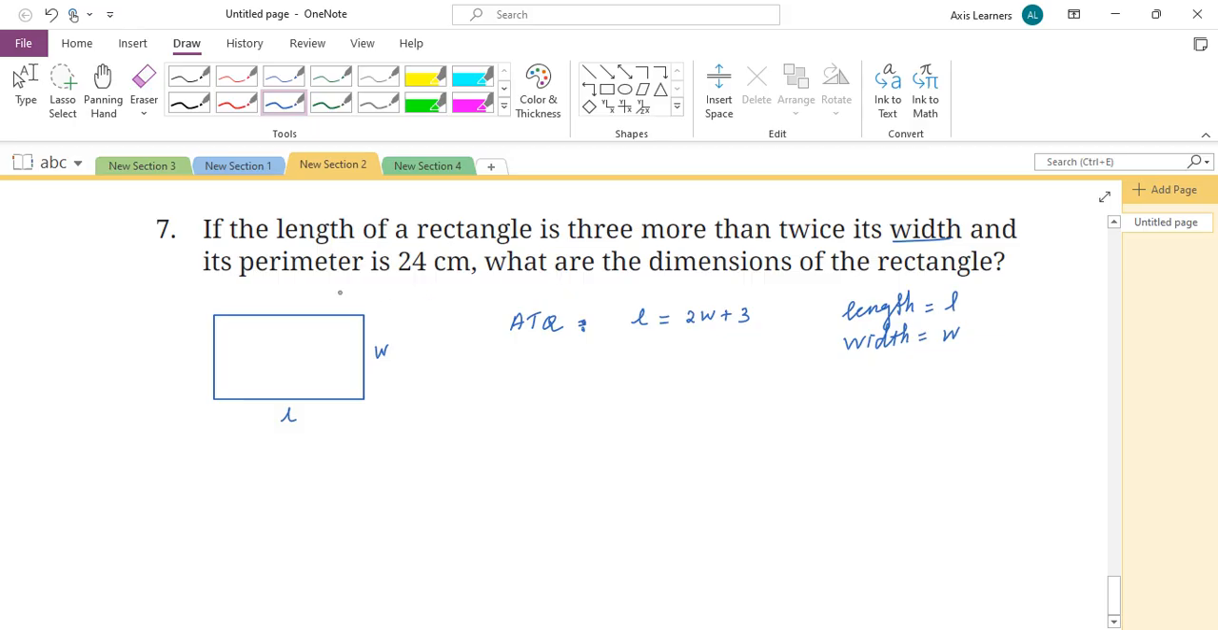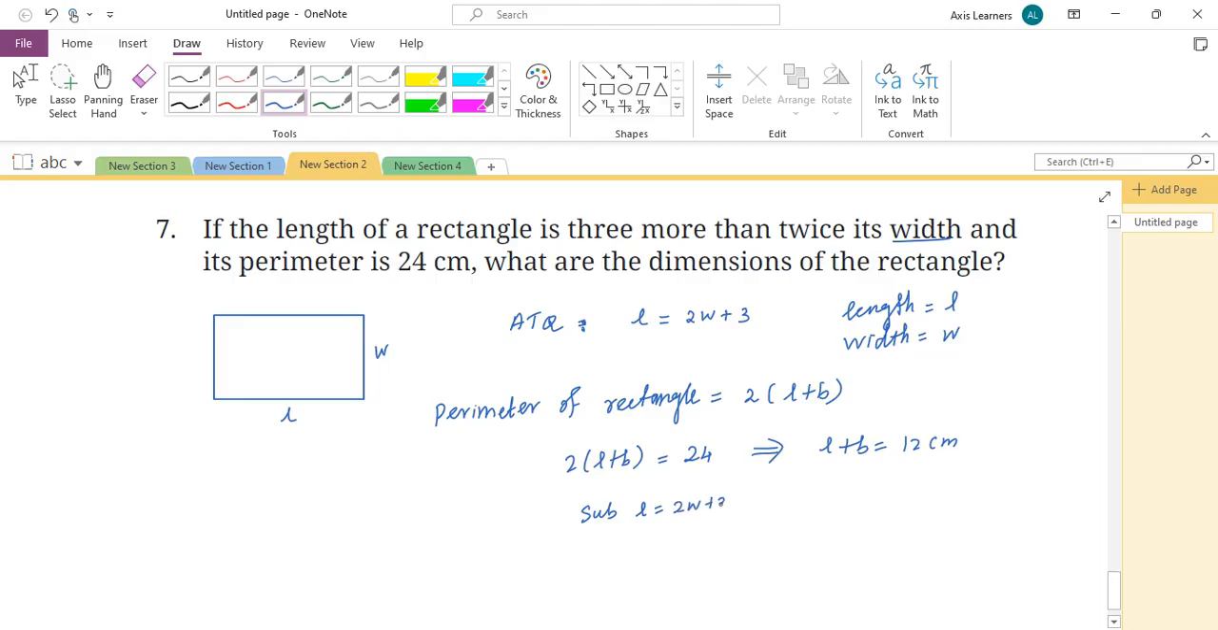Now perimeter is given, right? Perimeter of a rectangle formula, you know, 2 into (L plus W). Perimeter of rectangle equal to 2 into (L plus W). The value is also given, 24, which implies we can simplify this. L plus W is equal to 12 centimeter, right? Now look at this. L is equal to 2W plus 3. We can substitute this value here.